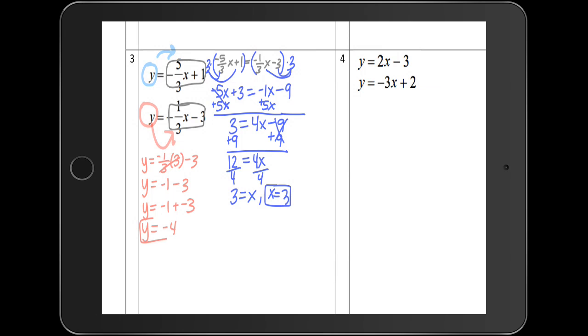So again, this is not my solution, but this is part of my solution. My final solution would be to write this as a coordinate point, 3, negative 4. This is the solution to this system of equations. This is the point that satisfies both of these equations simultaneously. It makes both of these equations true.